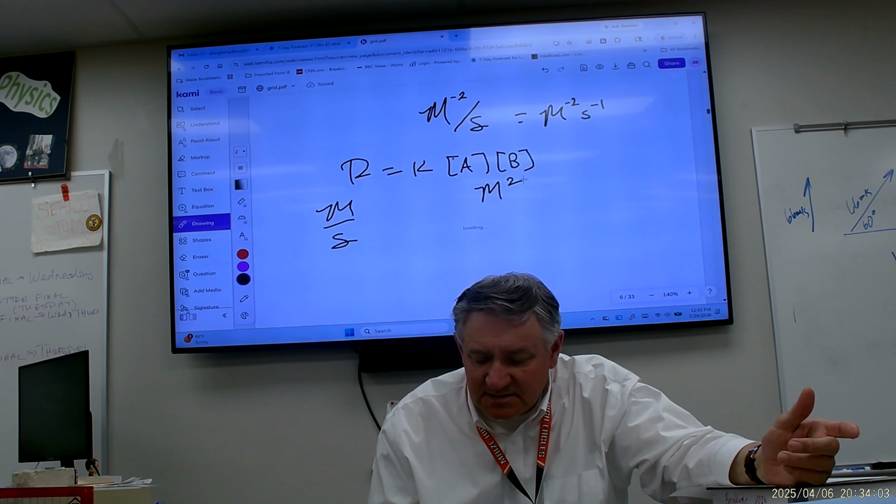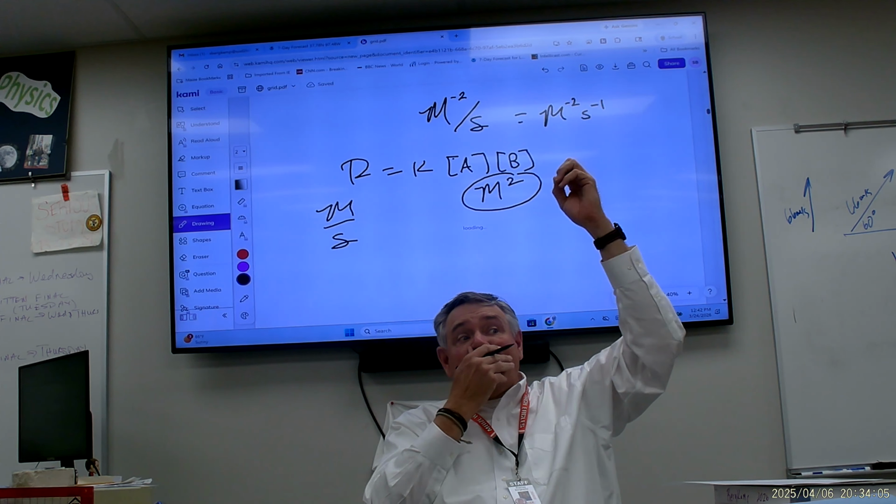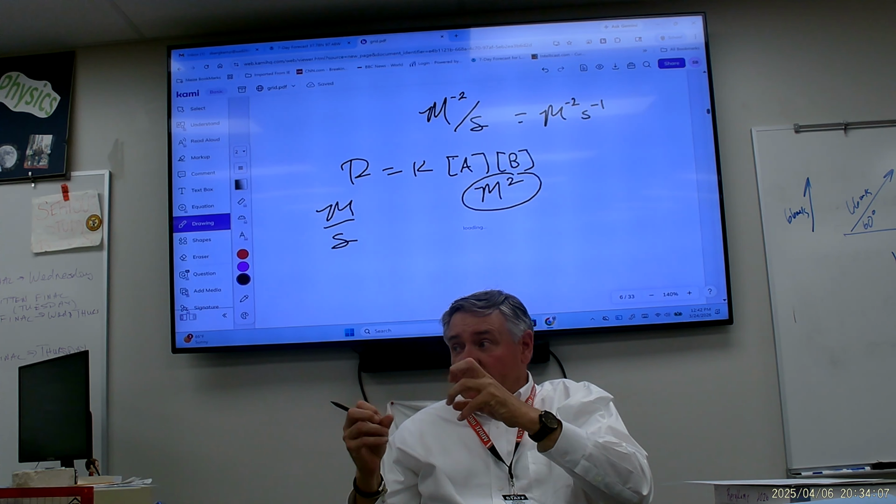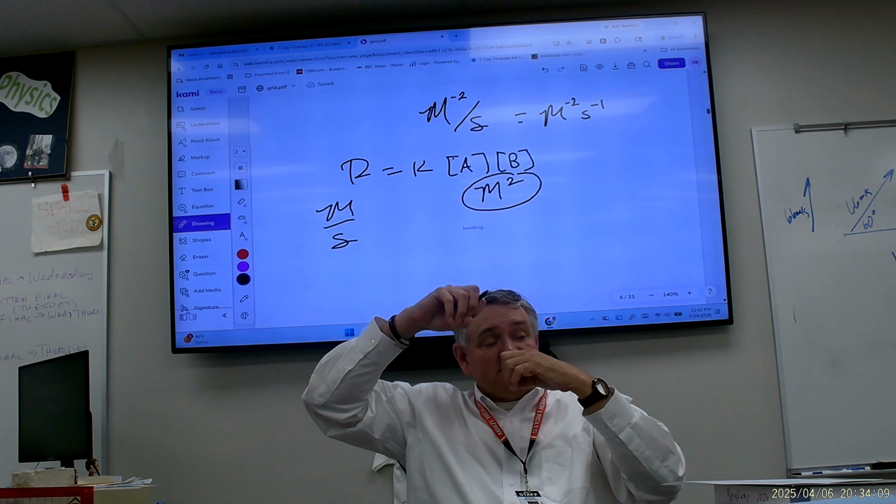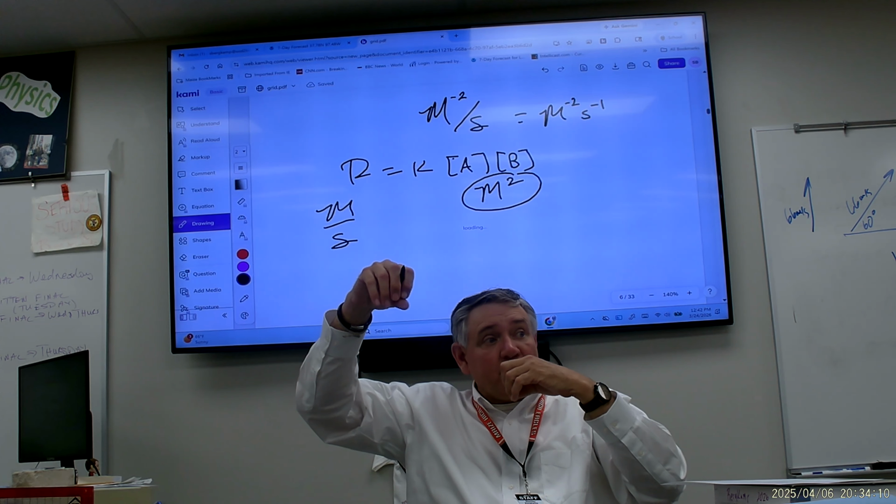So if this is a second order reaction, okay, second order reaction means that it's molarity squared, or the sum of the exponents is 2. So if it's what we call a second order reaction, what do the units of K have to be?